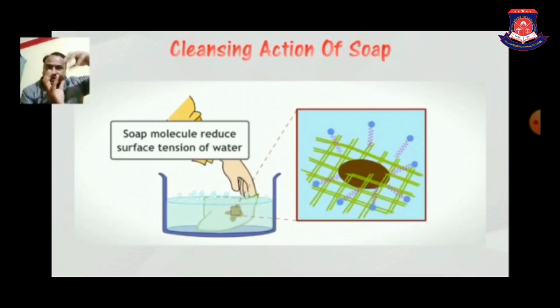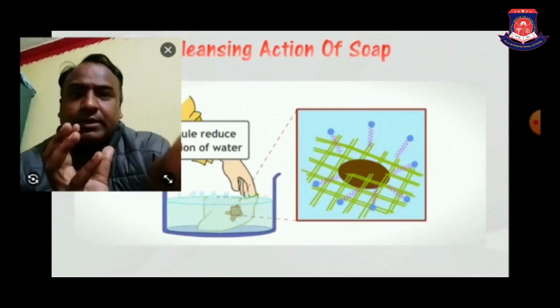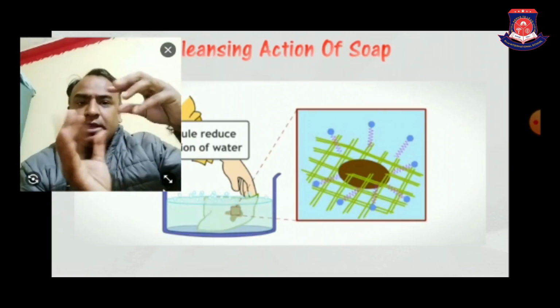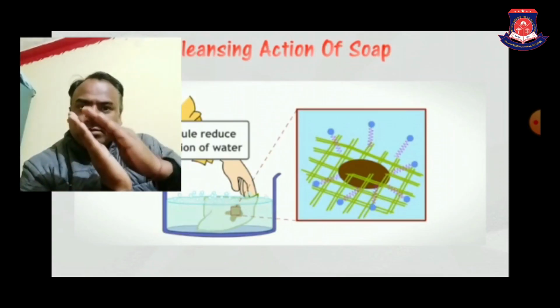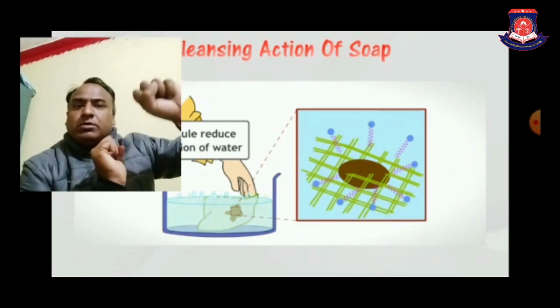This tail attaches to the dirt, okay? It forms a bond with the dirt. And when this bond is formed, it removes the dirt from the cloth. It tries to remove the dirt from the cloth, okay?